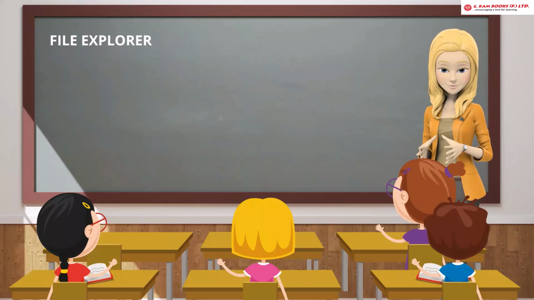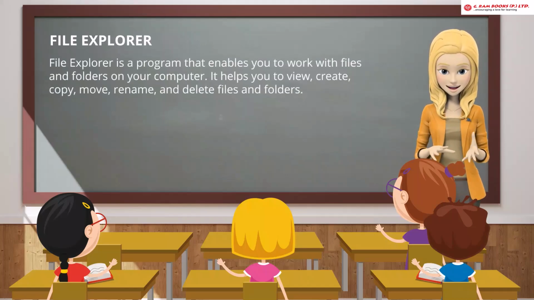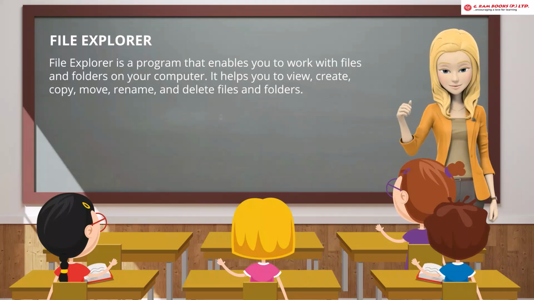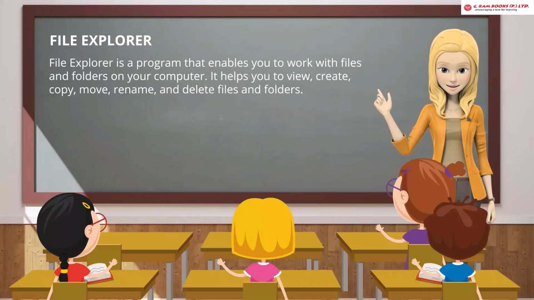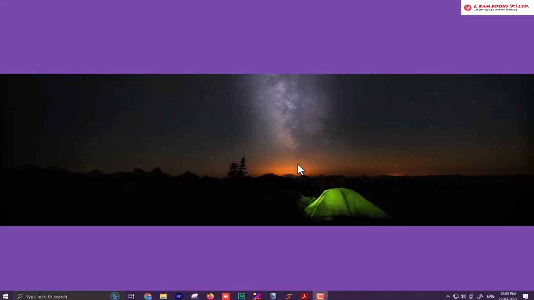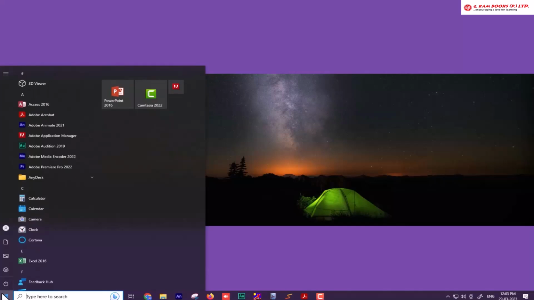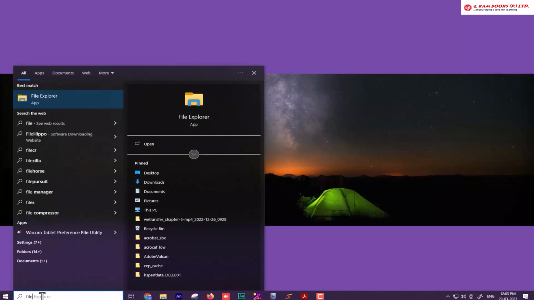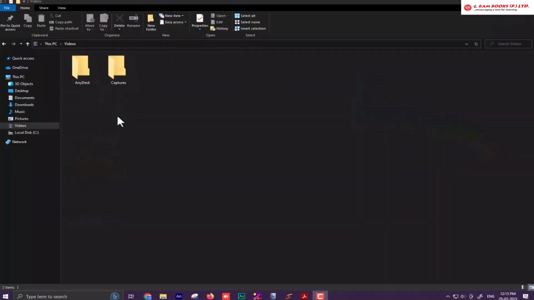File Explorer. File Explorer is a program that enables you to work with files and folders on your computer. It helps you to view, create, copy, move, rename and delete files and folders. To start File Explorer, click the Start button on the taskbar. The Start menu appears. In the list of programs, click File Explorer. The File Explorer window appears.